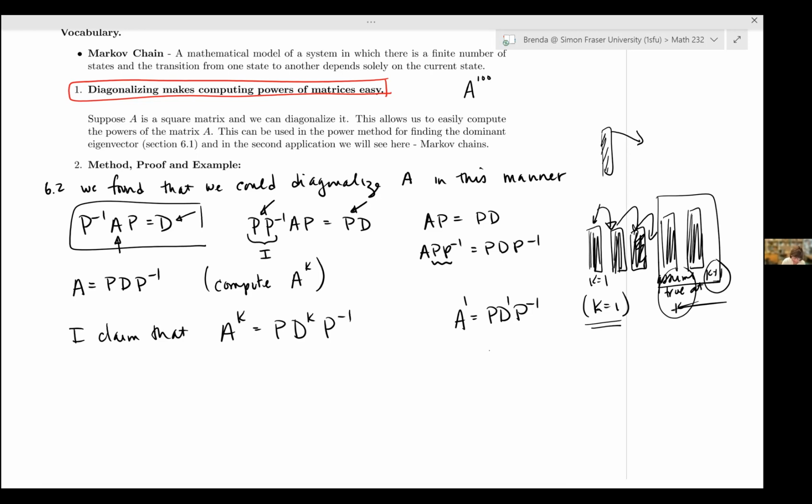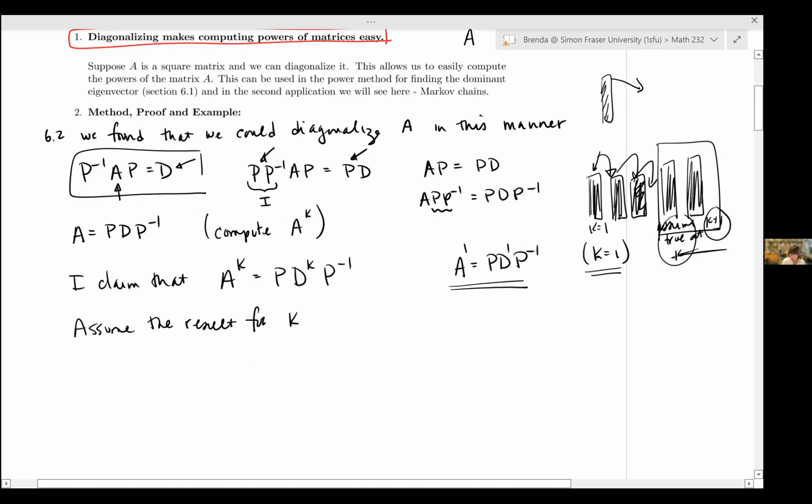Now it's going to look like this. We show that it's true for the base case. That's when k is 1. Then we assume the result for k. And so k could be 1, k could be 10. We're assuming the result for k. Now we consider the k plus first case. Okay, let's take a look at that.